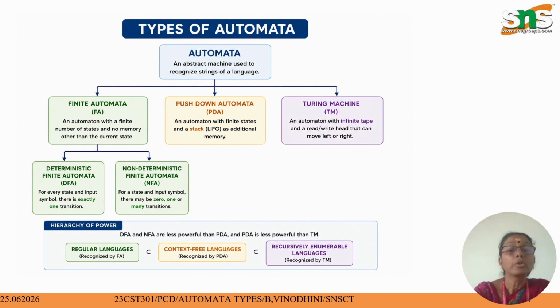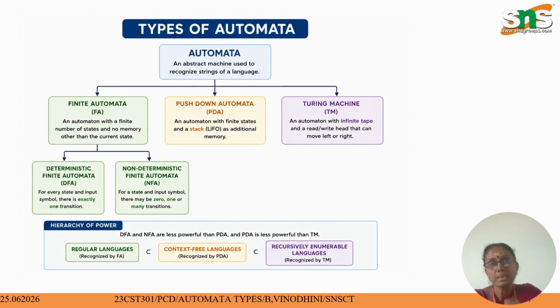Next is the finite automata. The finite automata is classified into two types: the deterministic finite automata and the non-deterministic finite automata. What is a deterministic finite automata? For every state and for every input, there is exactly one transition. That is called a DFA. Next is the NFA, the non-deterministic finite automata. For a particular state, we have input symbols, but the transition can go to multiple states. So there may be 0, 1 or many transitions for a particular input. That is called an NFA.